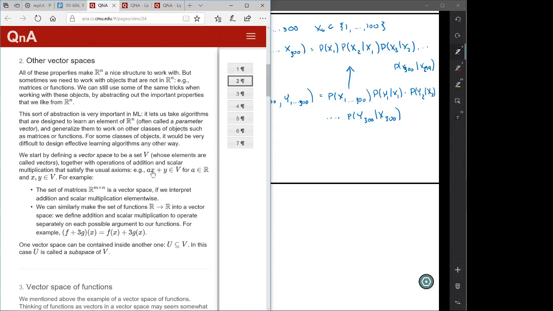So those are abstract vector spaces. I should point out as well that you can have one vector space contained inside of another one. So for example, if you have all of the vectors in R3 whose last component is 0, that's a vector space. If you have all the vectors in R3, that's a vector space. The first one is contained inside the second one. And so the first one is called a subspace of the second one.